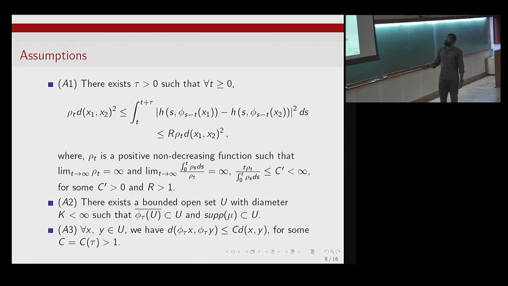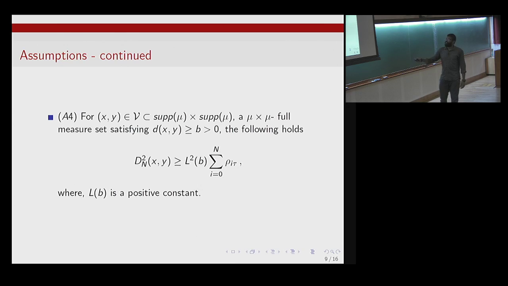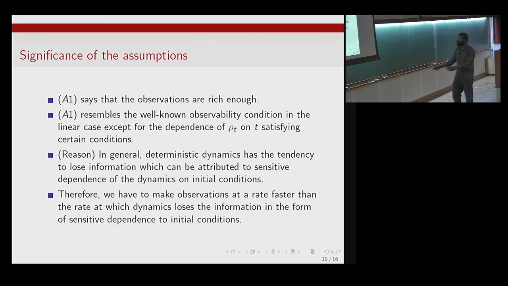So in that sense, this is sort of like the natural assumption. And yeah, this is basically saying that the A1 assumption, which is the observations have to be rich enough, is really needed if you want to expect anything similar to what we are trying to expect. And this assumption is also very closely related to the well-known assumption in the linear case, which is called the observability condition, but apart from the rho t depending on t, if you see it.